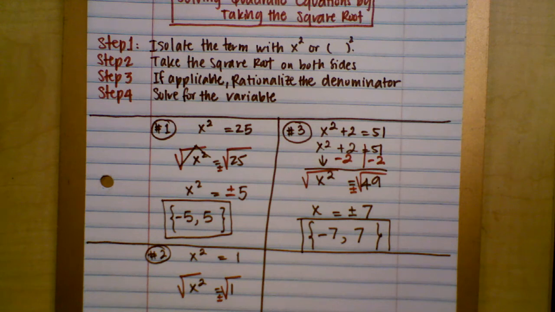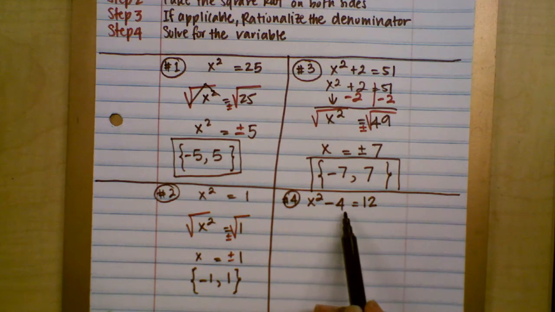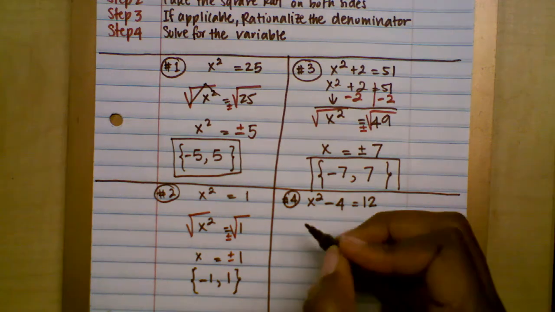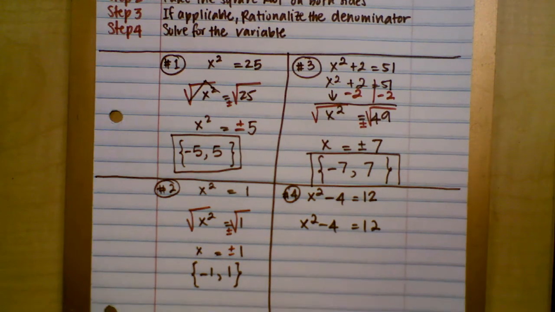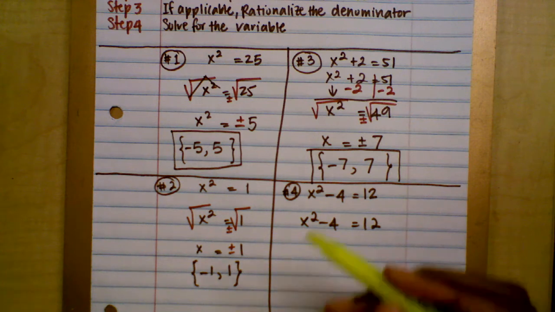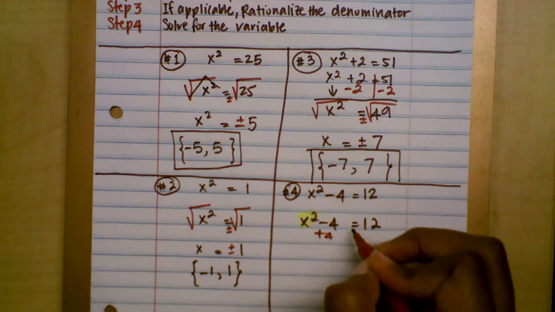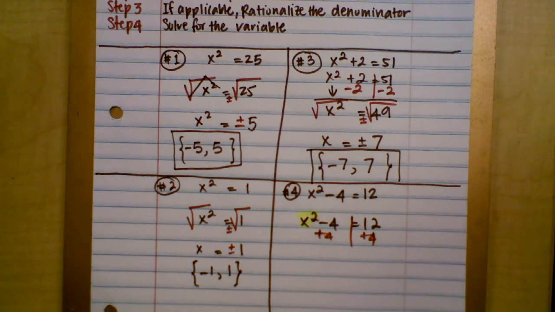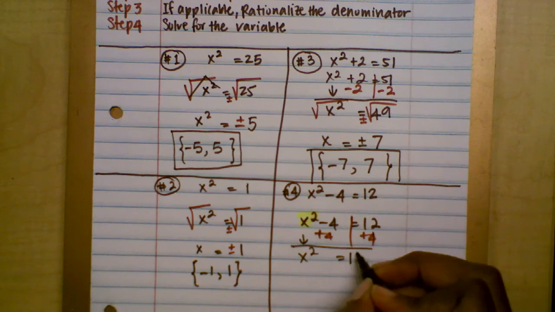Let me give you another one for you to practice. The fourth equation is x squared minus 4 equals 12. Remember, the first step is to isolate the term with the square. The term with the square is x squared, and we want it to be alone. So what do we do? You're going to add 4 on both sides, and you end up with x squared equals 16.